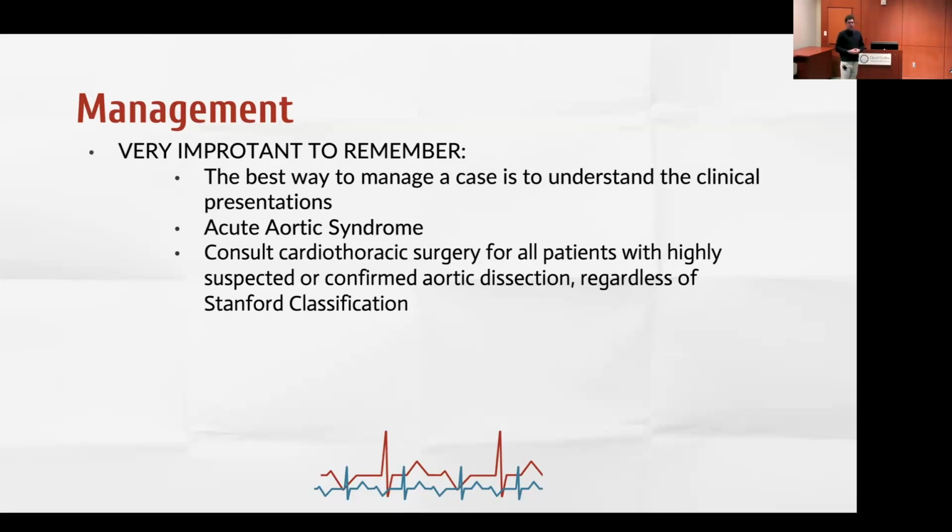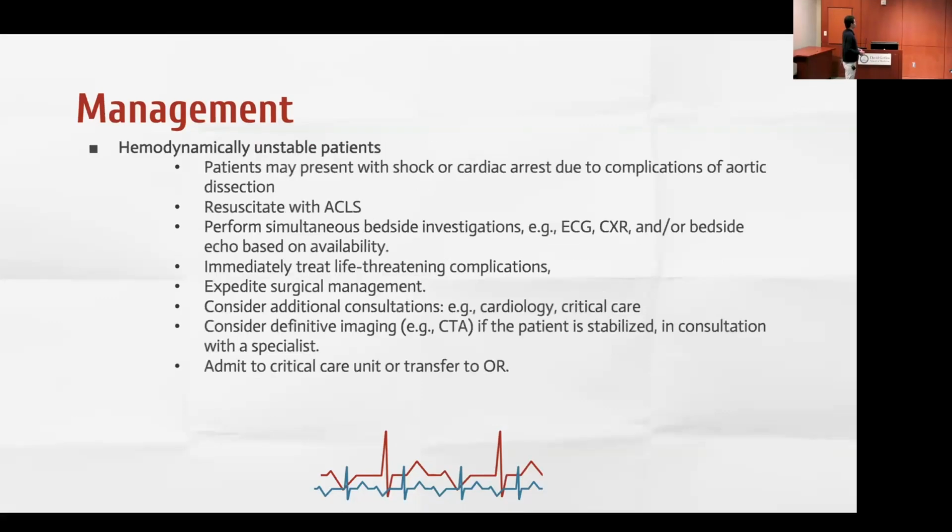No matter what, regardless of the Stanford classification, type A or B, we always want to refer our patients to cardiothoracic surgery. Even a Stanford class B, or type B, which typically is not a medical emergency, can have a higher risk where it becomes life-threatening, so we want to consult cardiothoracic surgery.